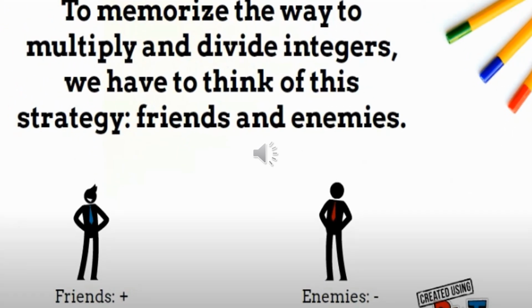To memorize the multiplying and dividing integer rules, there's a strategy called friends and enemies. Friends is going to be a positive sign and enemies is going to be your negative sign. On the next slide, we're going to use this strategy.